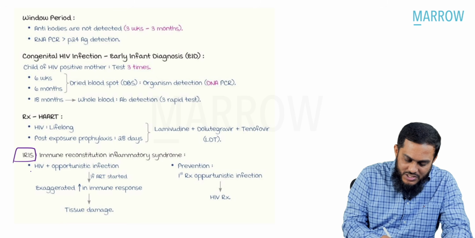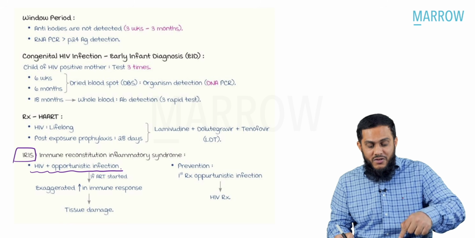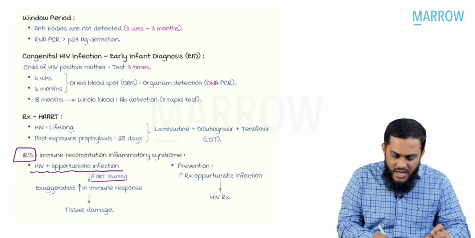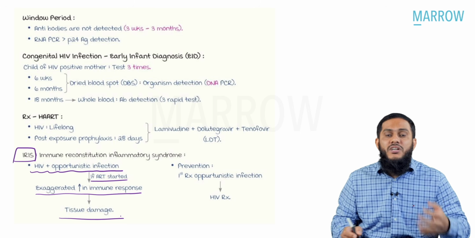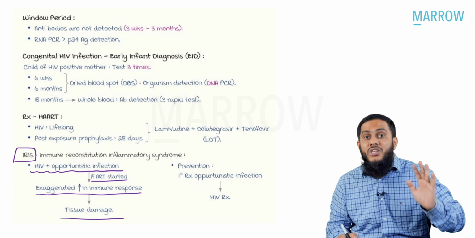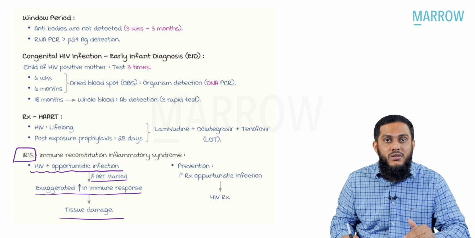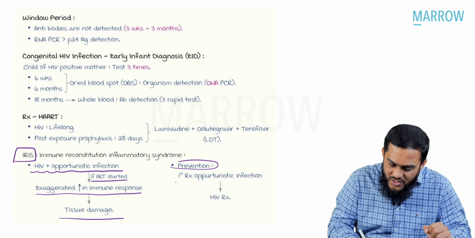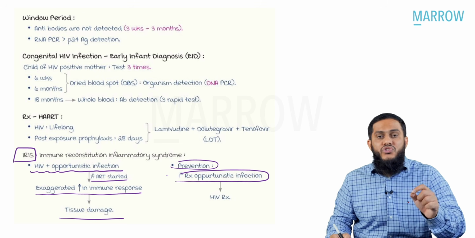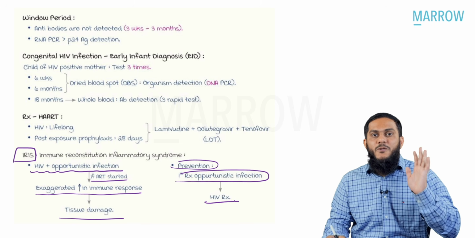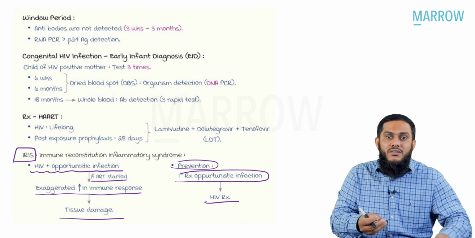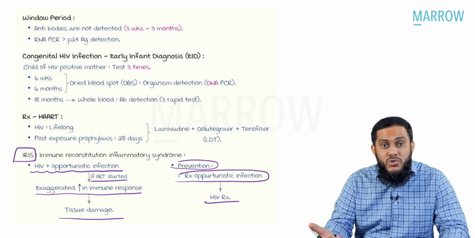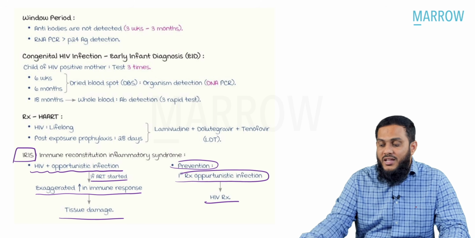If a patient has HIV with an opportunistic infection, as in the question, and ART is started first, an exaggerated immune response will occur, which leads to tissue damage. That is immune reconstitution inflammatory syndrome. So what to do? I have written here, to prevent IRIS, start with treating the opportunistic infection. First treat the opportunistic infection and then HIV. It is written so concisely in the revision notes. If you start ART first, you will get IRIS.